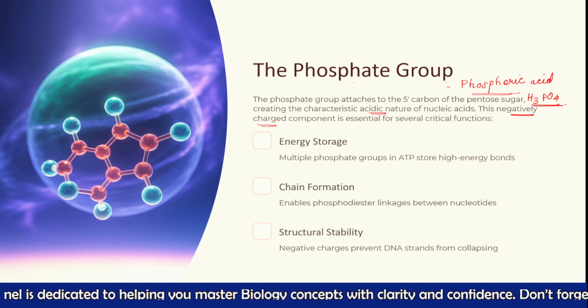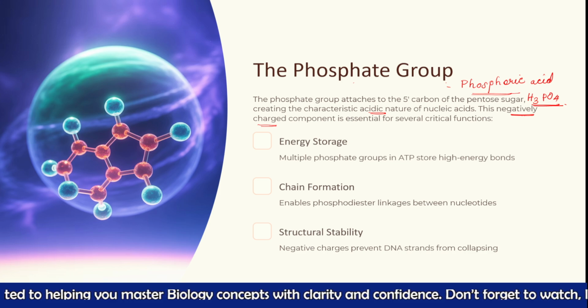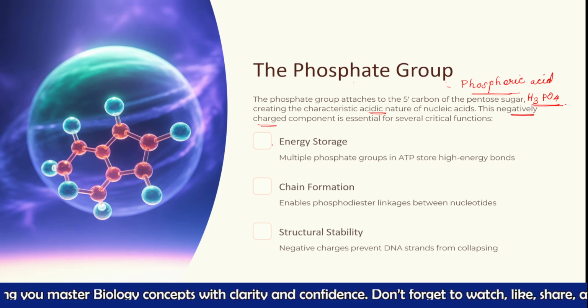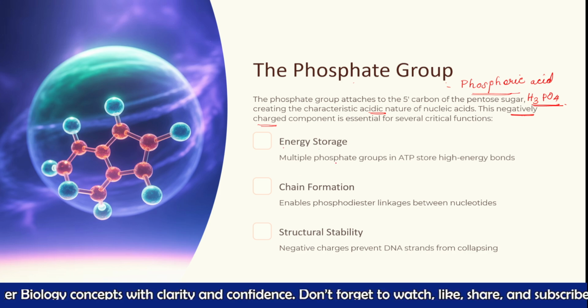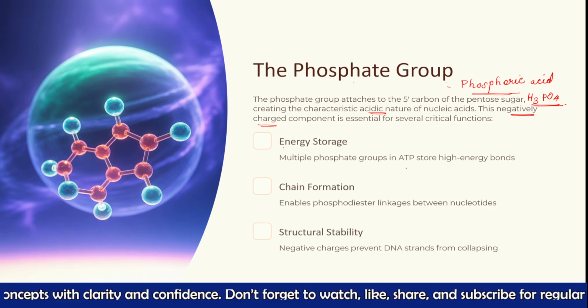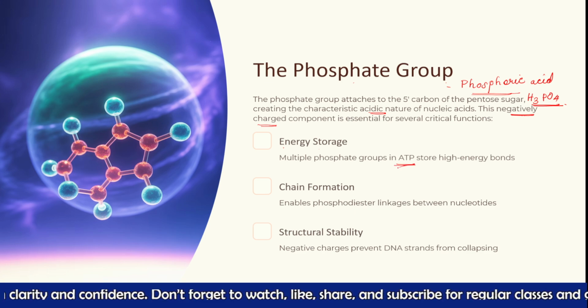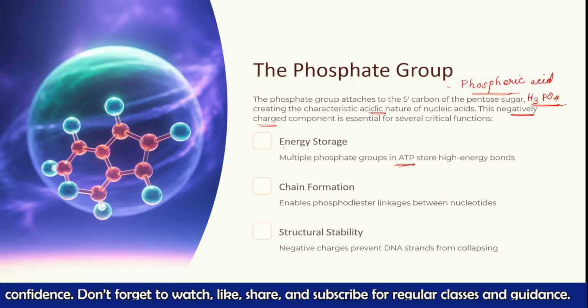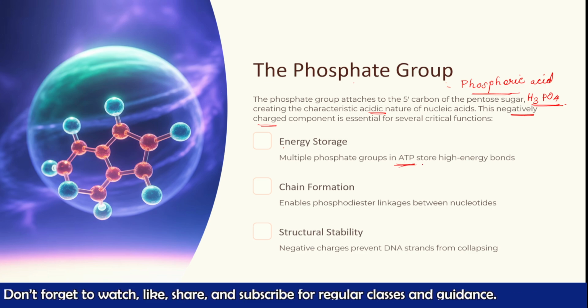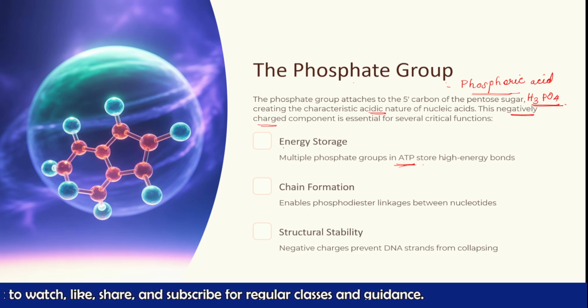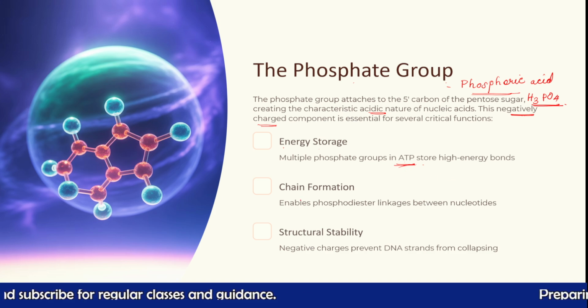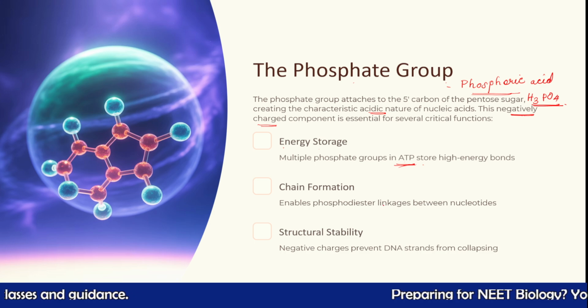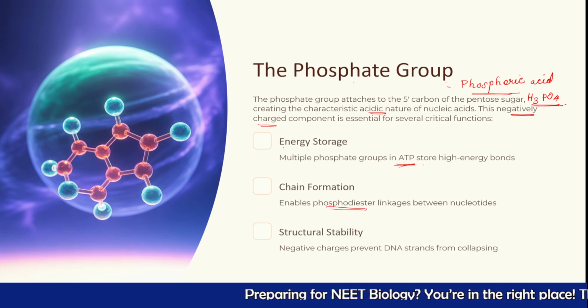And this phosphate group has critical functions. It acts like an energy storage. We know adenosine triphosphate, there a high energy bond storage is there inside. And chain formation like a phosphodiester linkage, when we are discussing in more detail, then we will discuss that diester bond, the phosphodiester bond.